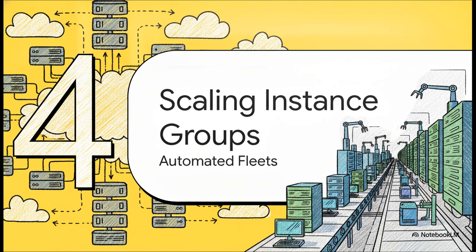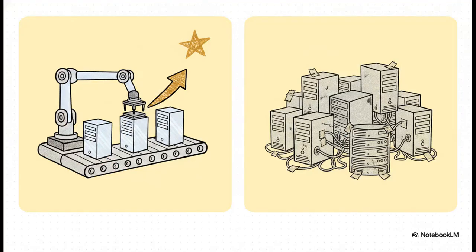Finally, Section 4, Scaling with Instance Groups, or as I like to think of it, building your automated fleets. Okay, we've got two flavors here, but let's be really clear up front. Managed instance groups are the absolute gold standard. They use a single template to create perfectly identical VMs that can automatically scale up when your traffic spikes and even self-heal if a VM randomly crashes. Unmanaged instance groups, those are strictly a fallback. You literally only use them if you're migrating some legacy system where your servers have mismatched, totally different configurations, and you just can't use a single template.